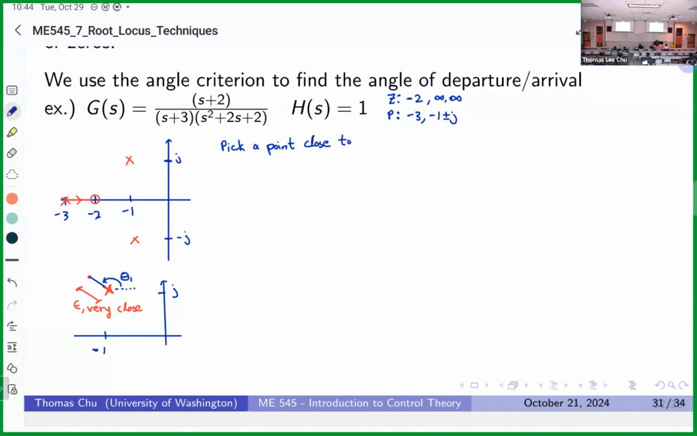Close to -1 plus j. We can also pick this one as well. We can pick a point close to -1 minus j. It doesn't matter because this is symmetric about the real axis. So whatever angle we get for theta 1, the bottom angle is going to be negative theta 1 because they're symmetric. So we pick a point close to -1 plus j, and basically we're saying epsilon is basically at -1 plus j. They're the same point.